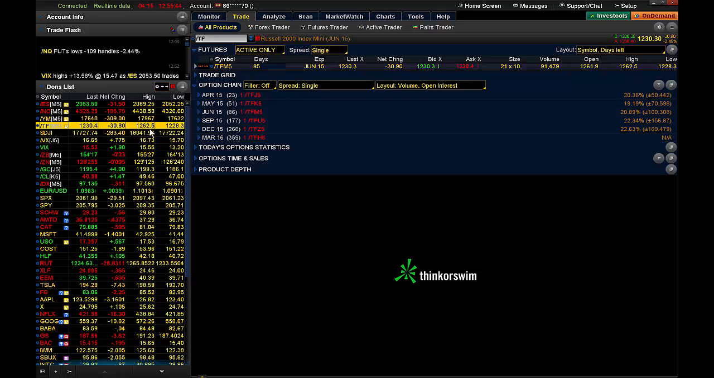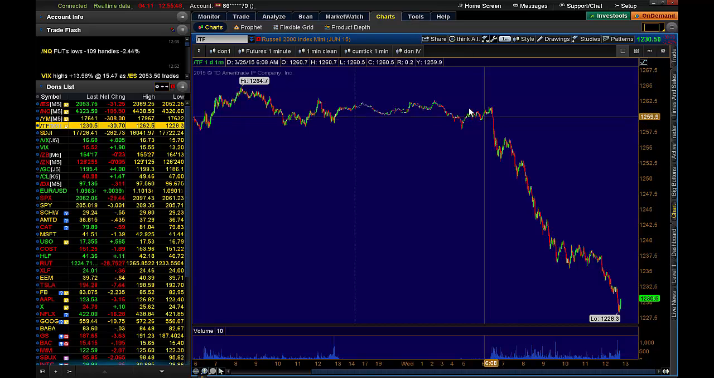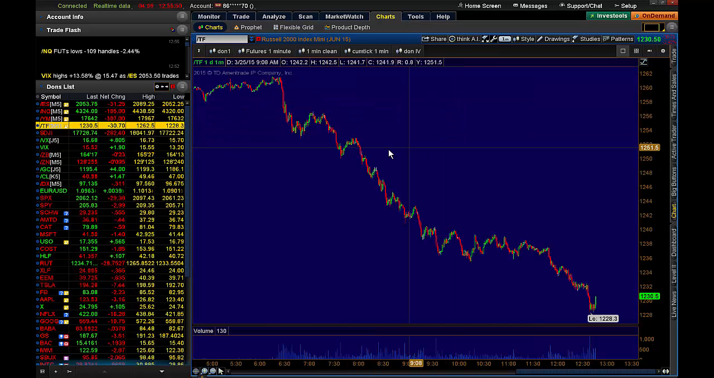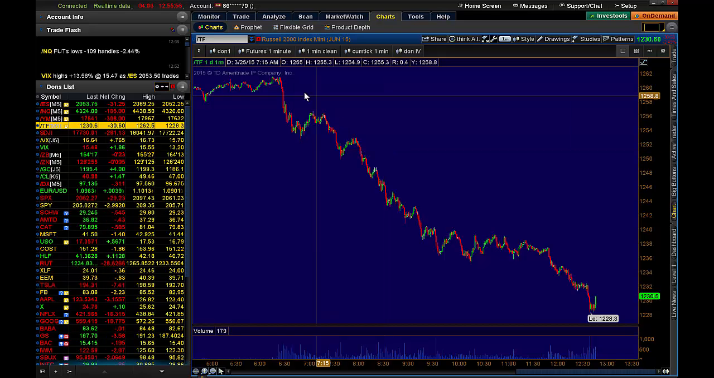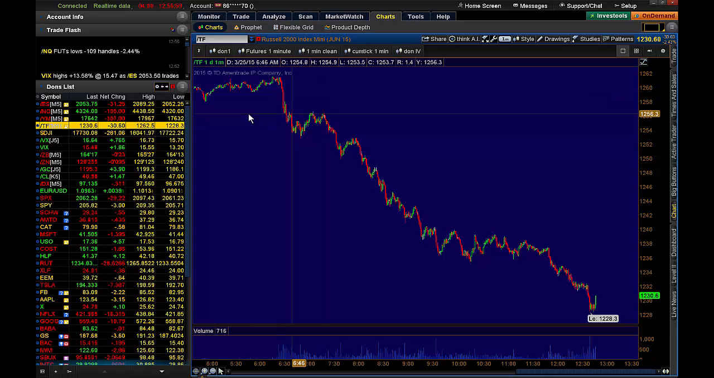In this particular case, I've highlighted the Russell here, and I'm going to go over to a chart. I'm actually looking right now at a 1 day, 1 minute. And I'm not trying to get you to be that myopic and go all the way down to a 1 minute, but I thought it gave nice inflection to what's really gone on today.